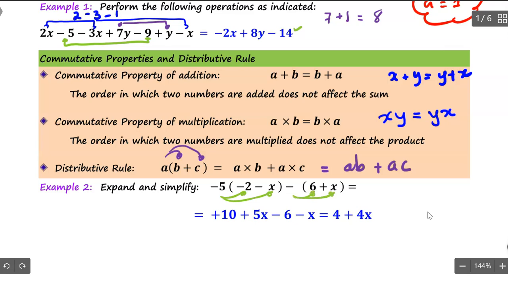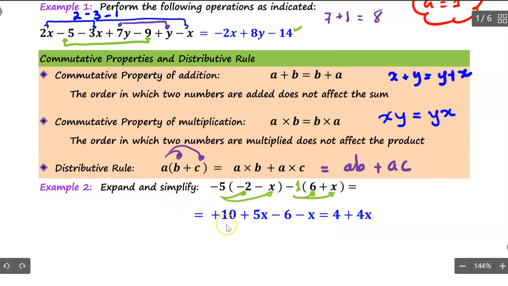When there is a negative in front of this, it means that I have a negative 1. So don't forget it's an invisible number 1. So negative 5 times negative 2 would be positive 10. Negative 5 times negative x will give me positive 5x. You see? And then negative 1 times 6, I have negative 6. Negative 1 times positive 1, I have negative 1, and I leave the x here. So you see, no more brackets. That means that you expand.